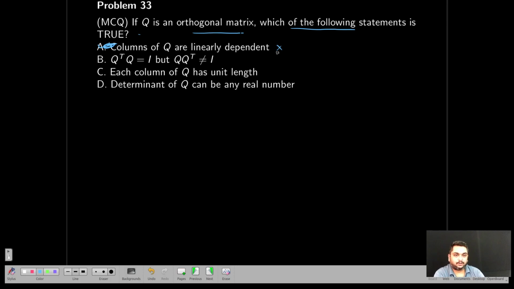See, all orthogonal columns are linearly independent because their dot product is 0. Q transpose equal to Q is equal to I, but this is not equal to I. See, this is the definition. Both should be equal to I. Q transpose into Q equal to Q into Q transpose should be equal to I. That is the definition of orthogonality. So this is also not true. Each column of Q has unit length. For an orthogonal matrix, this is true. Determinant of Q can be any real number. No, it can be only plus or minus 1.